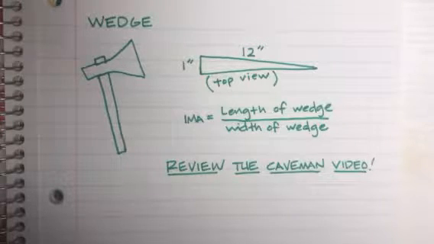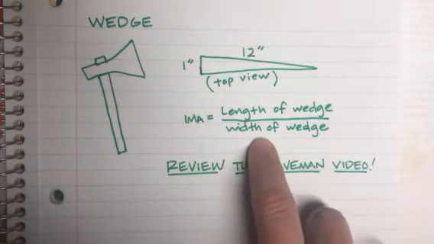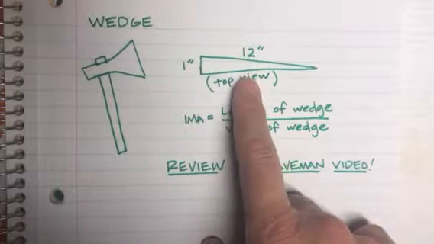So mechanical advantage in this case is determined by dividing the length of the wedge by its width. So the length divided by width. So in this example, we would have 12 divided by 1, which equals 12.